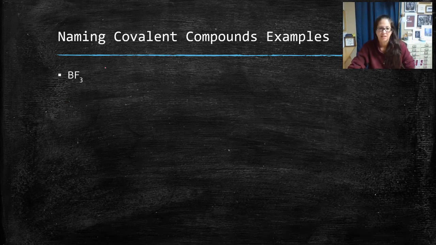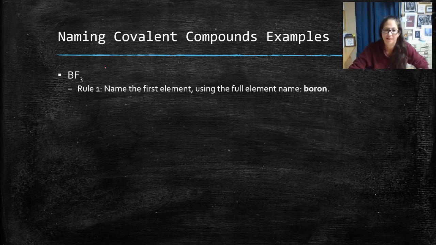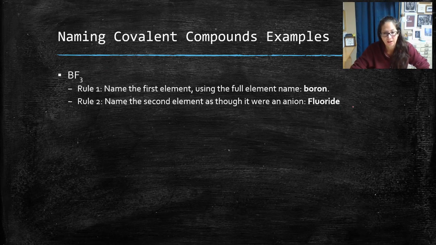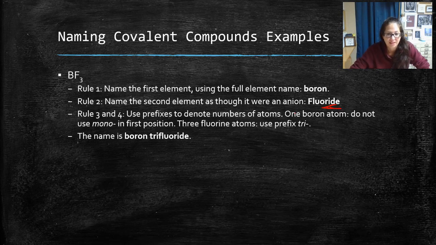So how would we name this? Let's name the first element, which is boron. Name the second one, which is fluorine. Drop the last syllable and add "ide." Just like when we were naming the anion in ionic compounds, we would say fluoride, sulfide, nitride, oxide. So notice that ending, that IDE. Then you want to add your prefixes. We don't use mono because it's the first one, but we do have three fluorines, so it's going to be boron trifluoride.